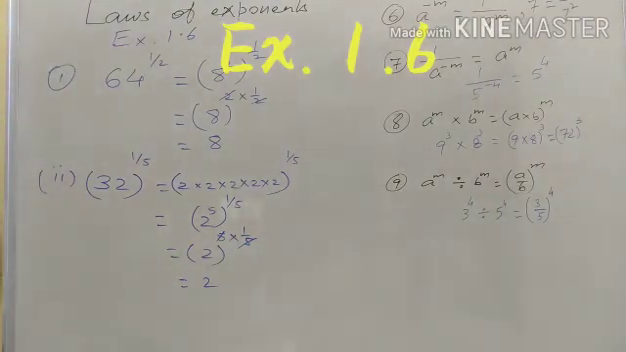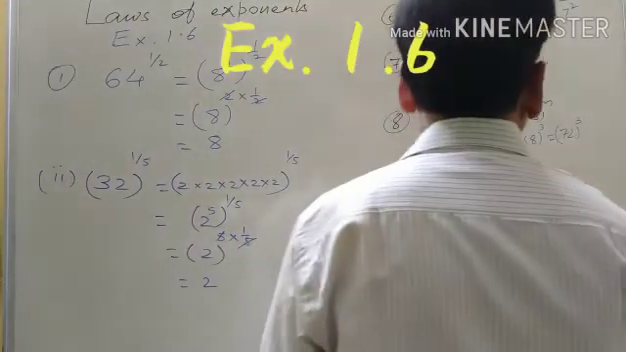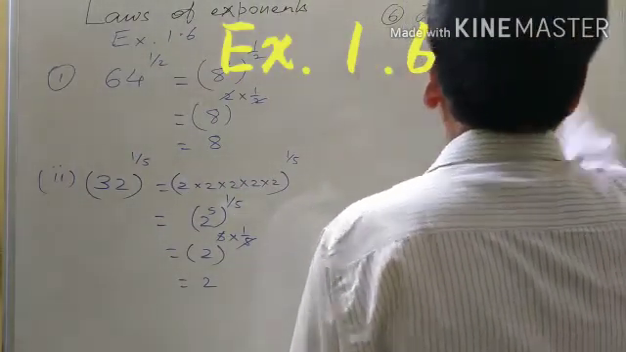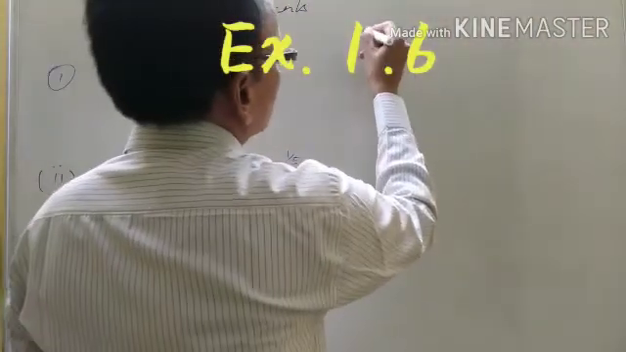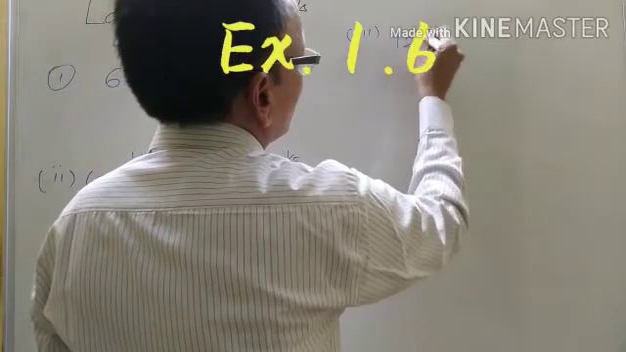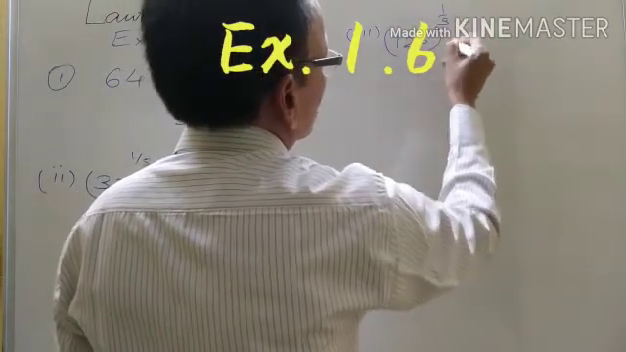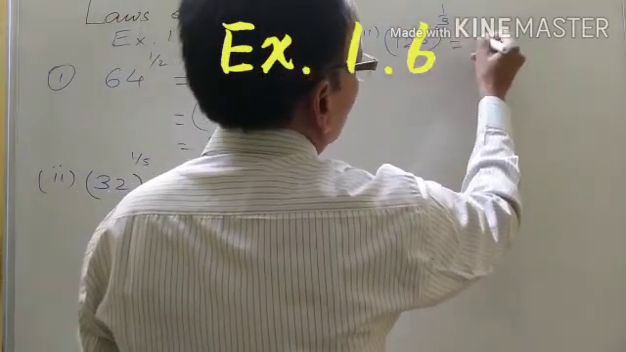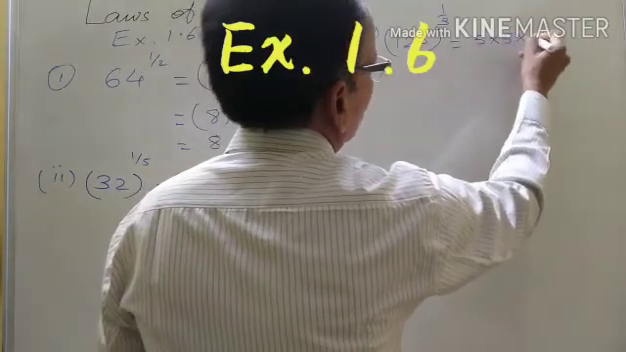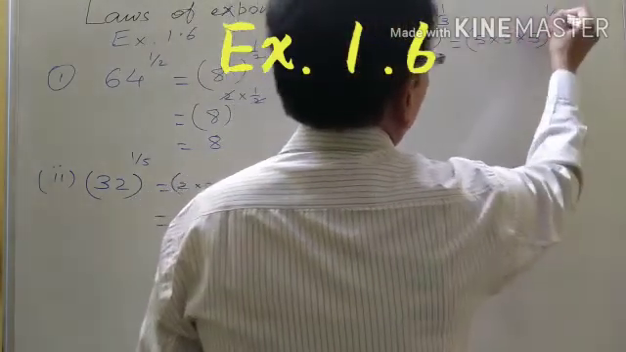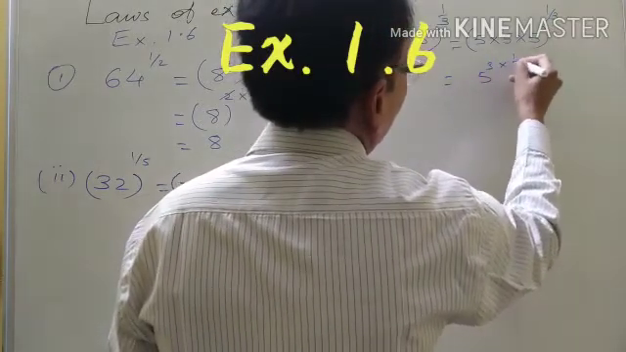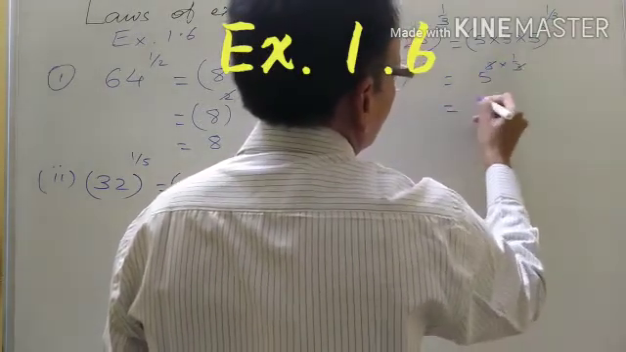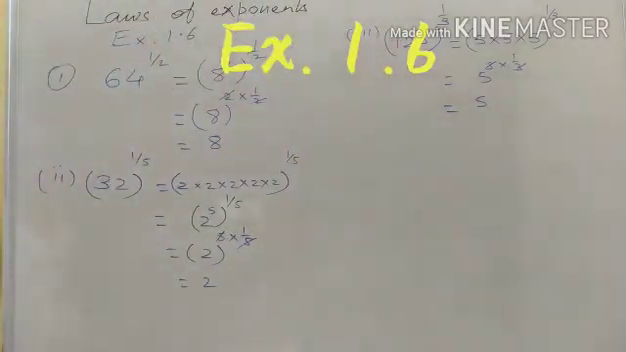The next one is 125 to the power 1 by 3. So this third one, 125 to the power 1 by 3. Again write down the prime factors of 125. This is 5 into 5 into 5 to the power 1 by 3. So it is 5 to the power 3 into 1 by 3. Again this cancelled. The result becomes 5.